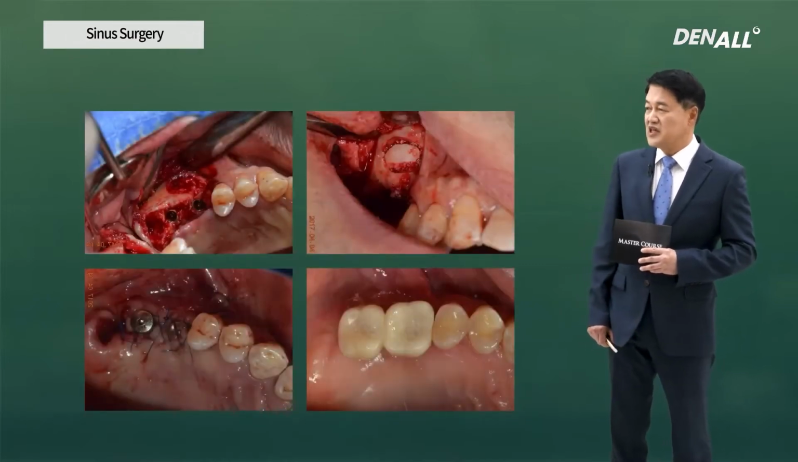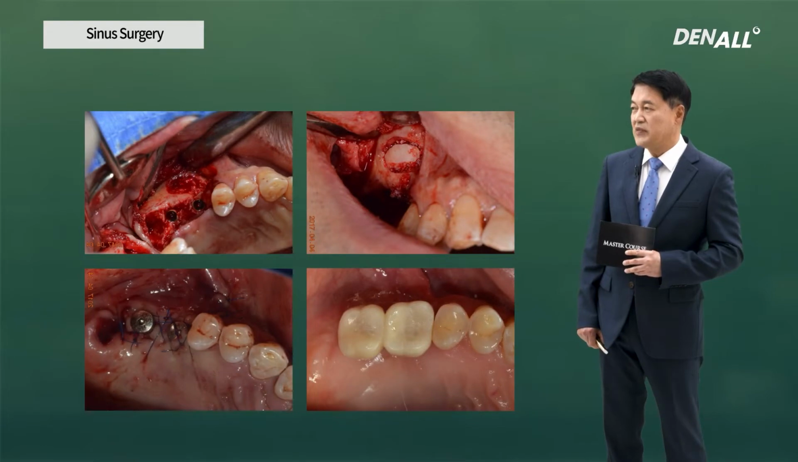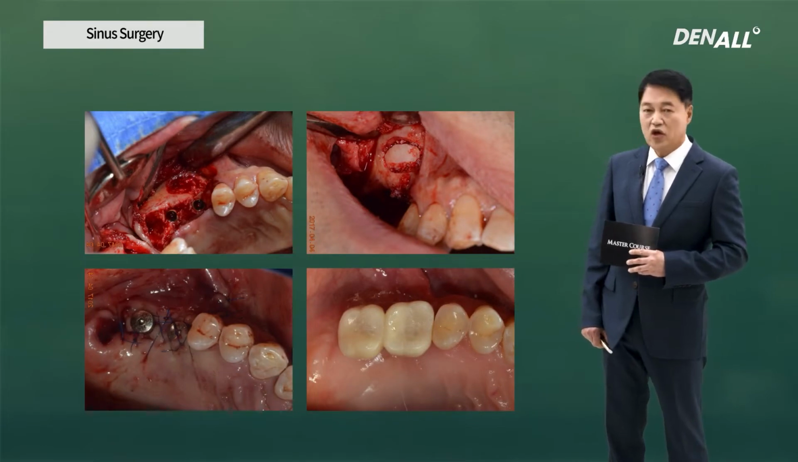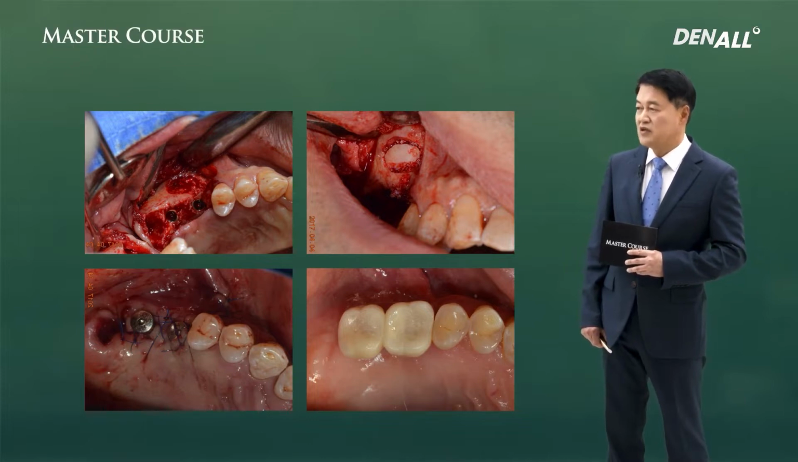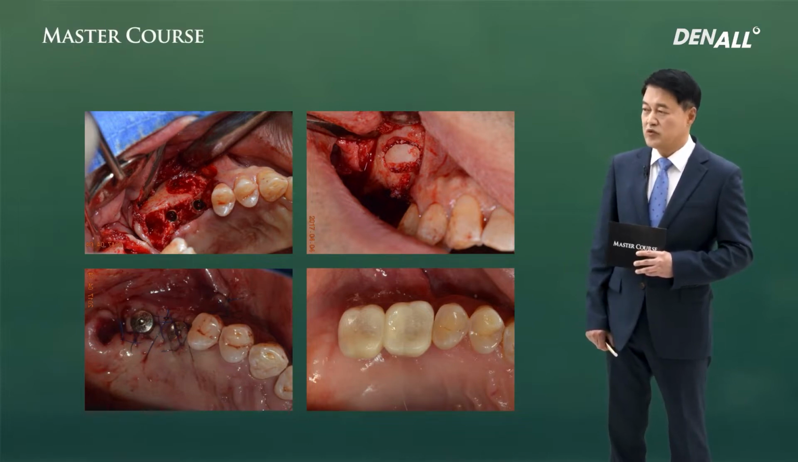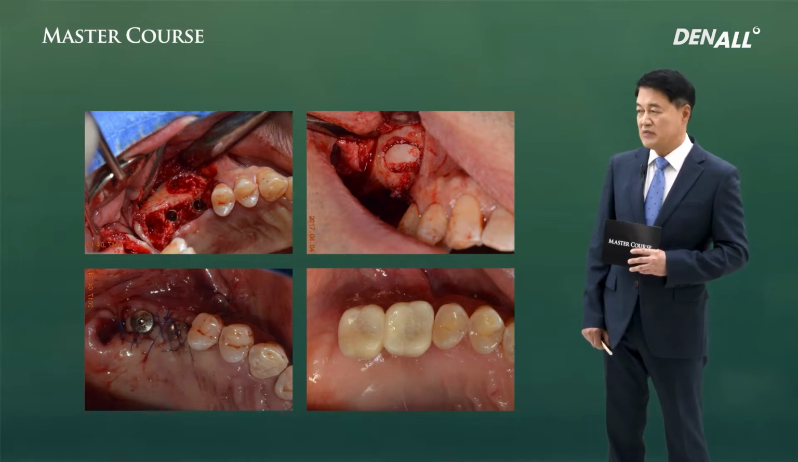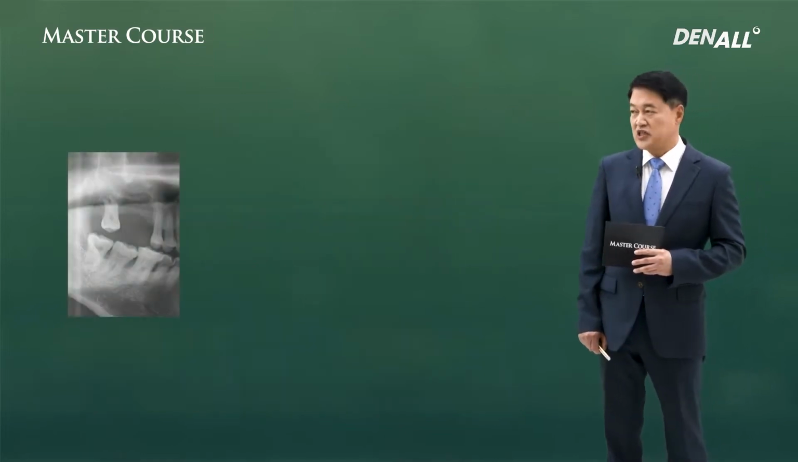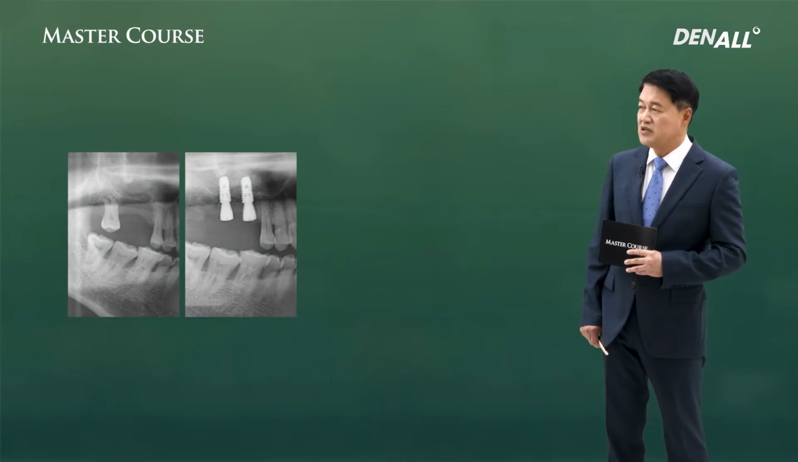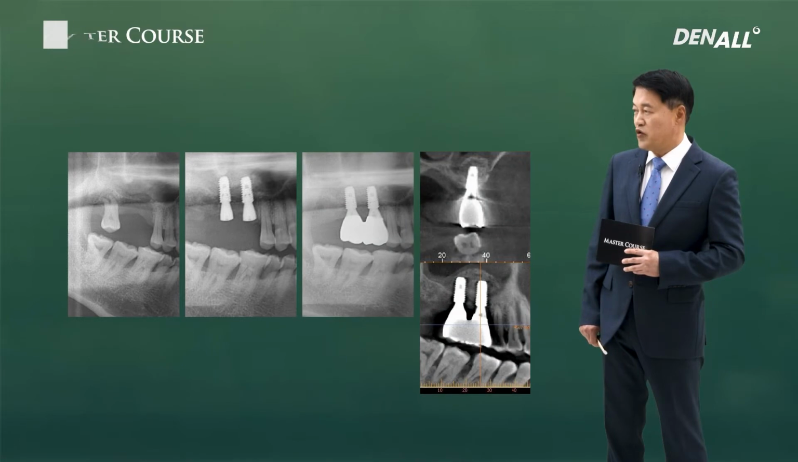Implant drilling is done. Bone graft is done. After we place the implant, we reposition the window. After that, the healing abutment is connected and surgery is complete. After 3 to 4 months, the prosthesis was delivered. This is the pre-op image, and the implant was placed after sinus graft. And the prosthesis was delivered. Lift was done well, and it has regenerated into bone.